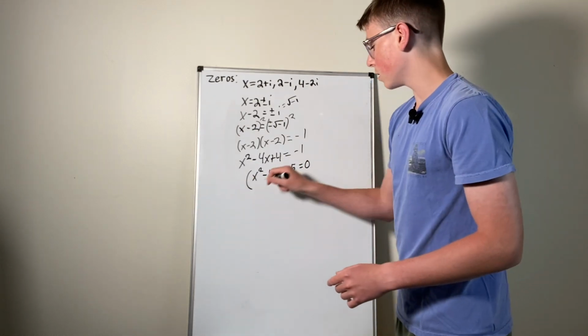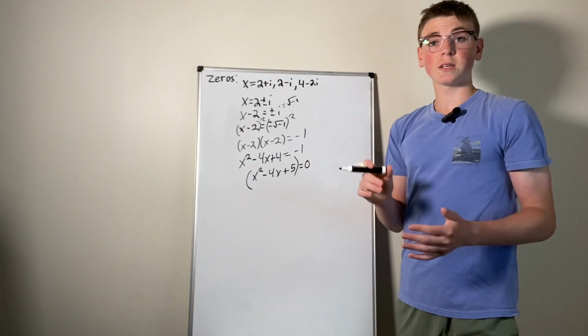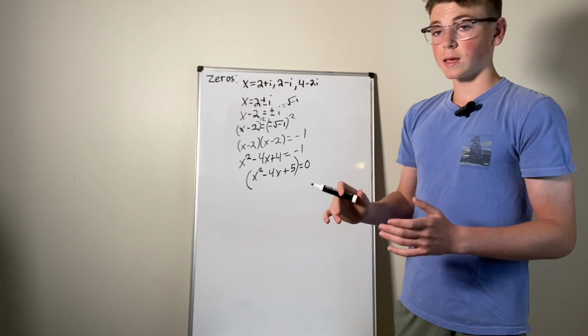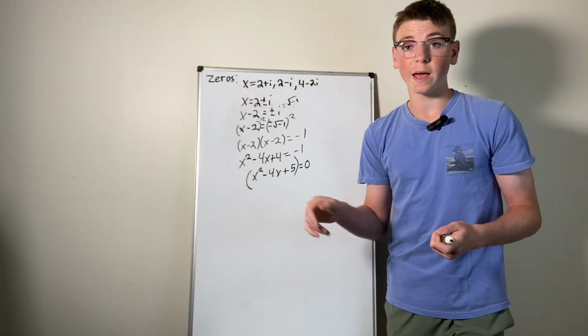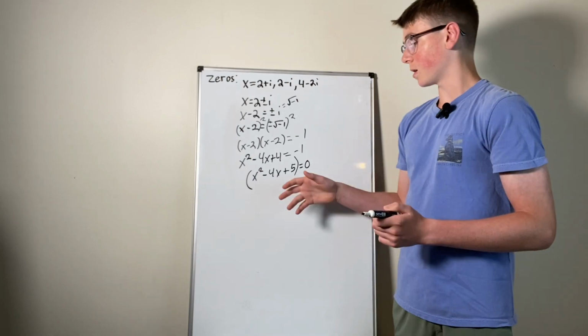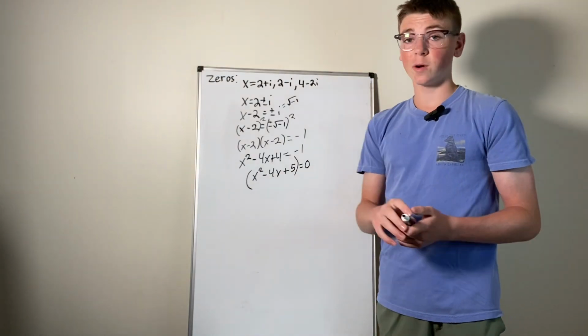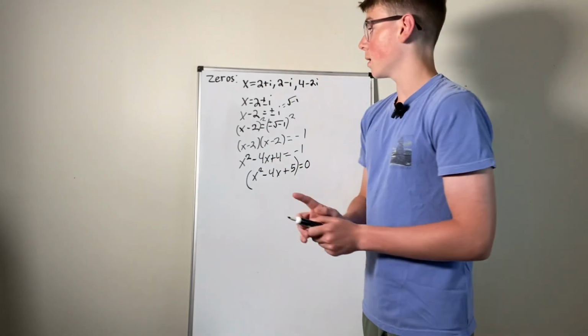So this is one factor. Now, when you have imaginary zeros, you're not going to get even factors like x minus 2 times x minus 2. You're going to get a quadratic just sitting here that is not factorable. So x squared minus 4x plus 5, not factorable, but we're just going to have that.